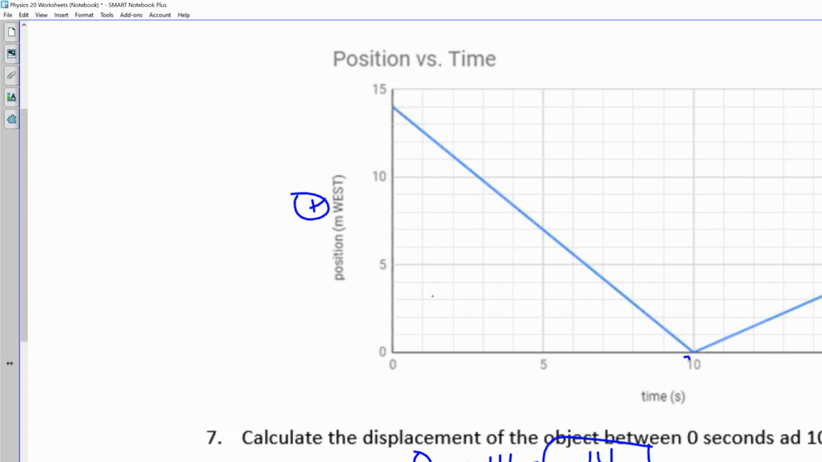The displacement between 10 and 18 seconds, let's go up and over. It looks like 6 minus 0. What does the positive mean there? West. West, because they defined west as positive. It makes sense, right? If it's a constant velocity in the negative direction, I've got a negative displacement. A constant velocity in the positive direction, it's a positive displacement.